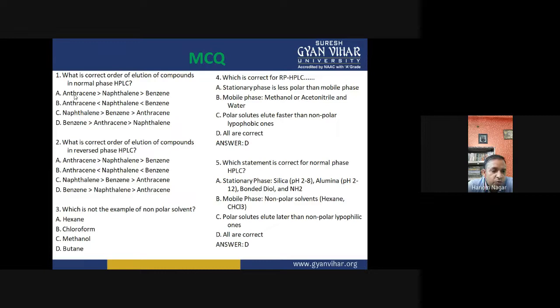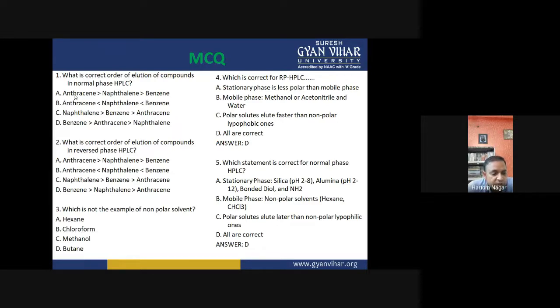The second question is: what is the correct order of elution of compounds in reverse phase HPLC? It has just the opposite elution order to that of normal phase HPLC. Benzene is more polar, so it will elute faster than naphthalene, and naphthalene will be faster than anthracene. So option B is the correct option.